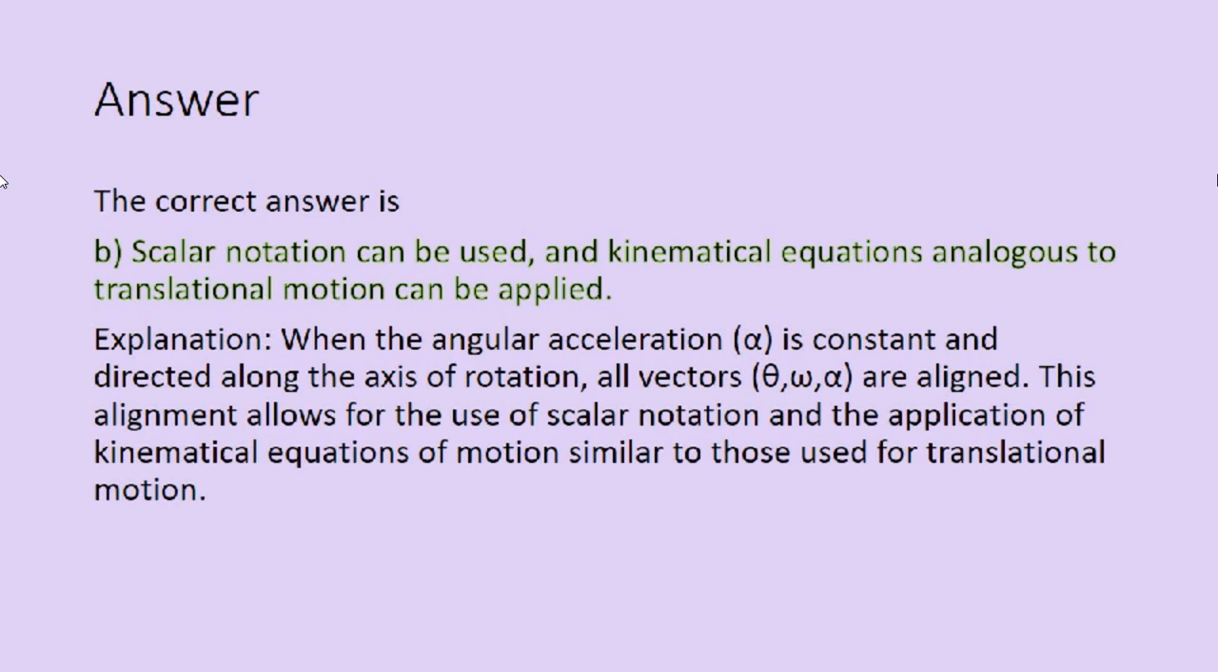And the correct answer is option B. Scalar notation can be used and kinematical equations analogous to translation motion can be applied. Explanation: when the angular acceleration alpha is constant and directed along the axis of rotation, all vectors are aligned. That is, theta, omega and alpha are aligned. This alignment allows for the use of scalar notation and the application of kinematical equations of motion similar to those used for translational motion. So, the correct answer is option B.